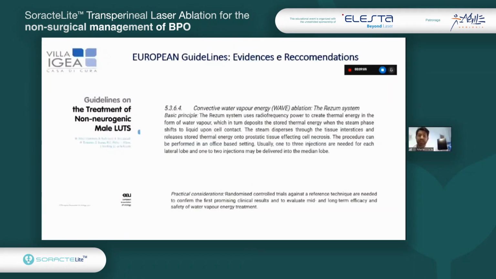The European guidelines are quite enthusiastic about the technique, but what the guidelines tell us is that there are no data, above all mid and long-term data, to confirm the result. But as you see, they define it as promising. Especially we're lacking RCTs against the reference technique. So that will be the way to go for the years to come.